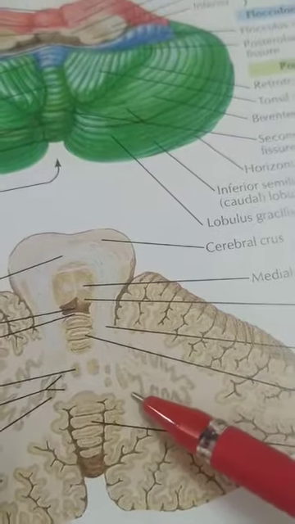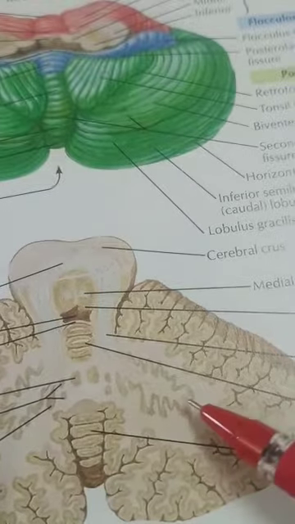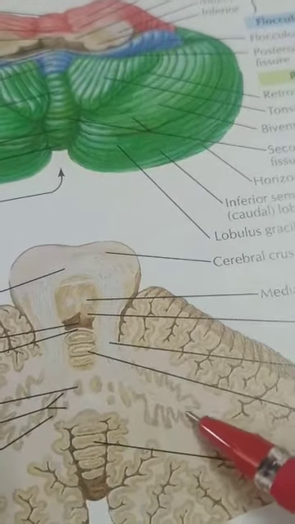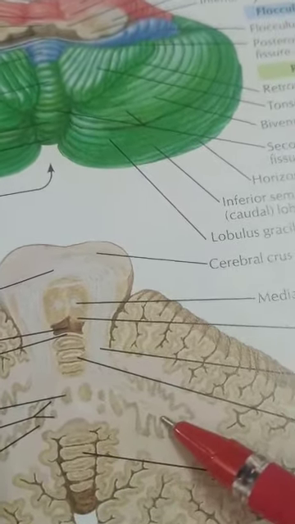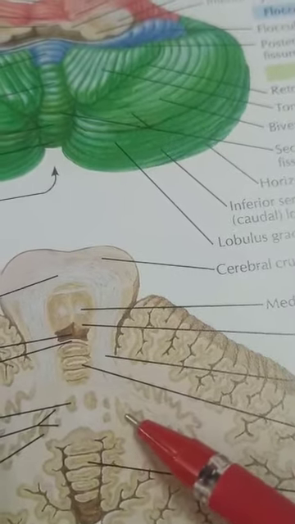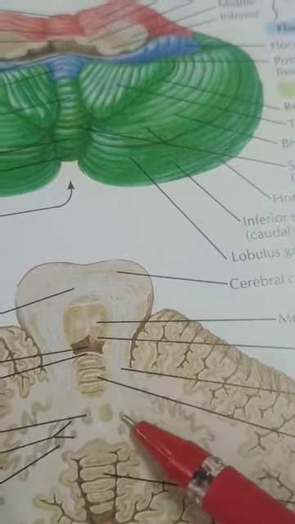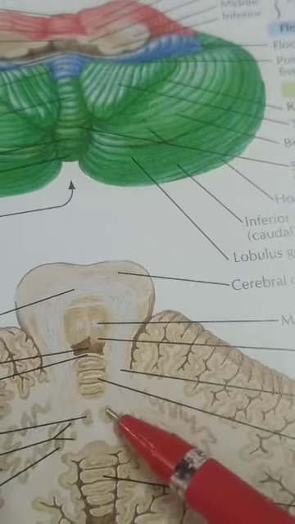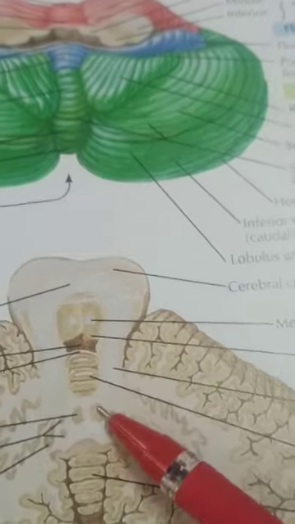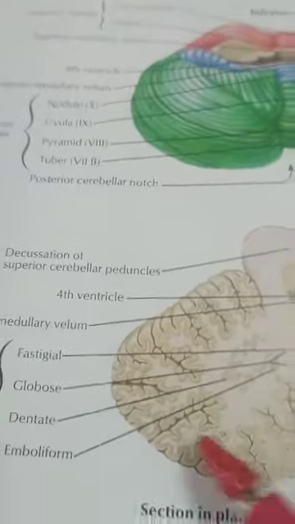Deep to the white matter, same as in our cerebrum, we can also see some nuclei inside the cerebellum. They are the intracerebellar nuclei. There is a large dentate nucleus, then the emboliform nucleus, then the globose nucleus, then the fastigial nucleus. So these are the cerebellar nuclei.